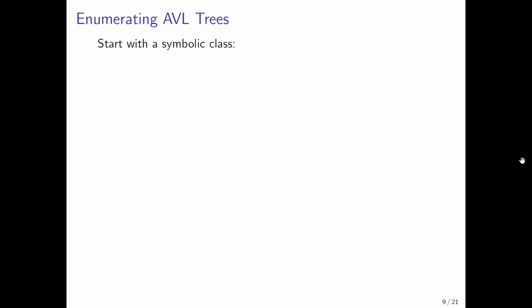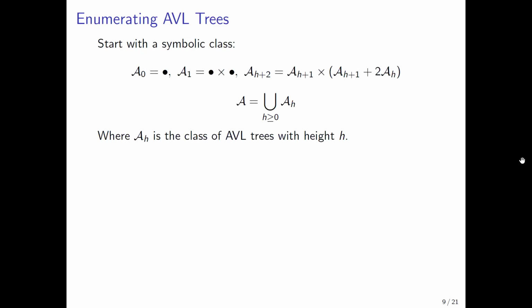So we have a symbolic class. Here we go, this standard model. And here we can construct a tree of height h plus 2 by taking a tree of height h plus 1 and combining it with either a tree of height h plus 1 or a tree of height h. And then this little coefficient of 2 here comes from the fact that we could put the shorter tree on the left, or we could put the shorter tree on the right.